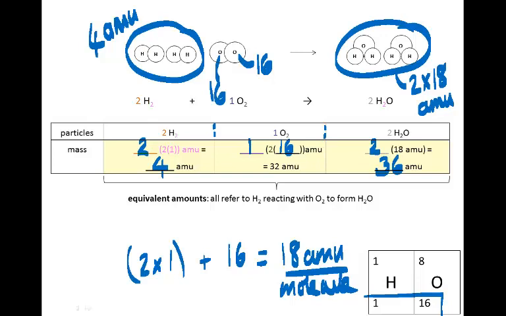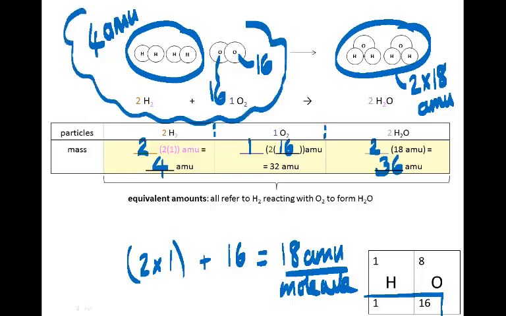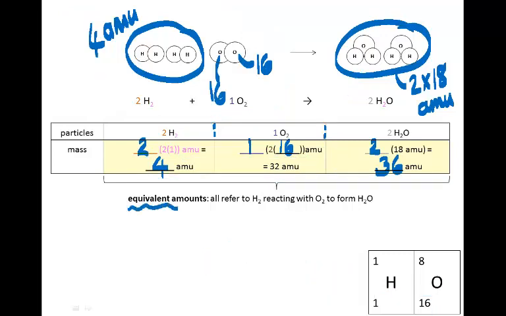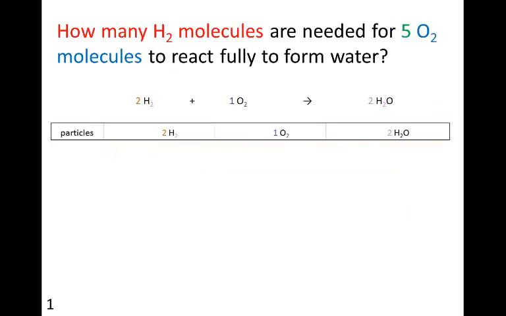And again, notice how we haven't created or destroyed matter. So at the start, the mass is 4 plus 32, which is 36 atomic mass units, and at the end it's still 36 atomic mass units once they've reacted. Matter hasn't been created or destroyed. So these ratios are equivalent amounts. They all refer to this particular reaction of hydrogen reacting with oxygen to form water. So we can use these ratios to solve problems.